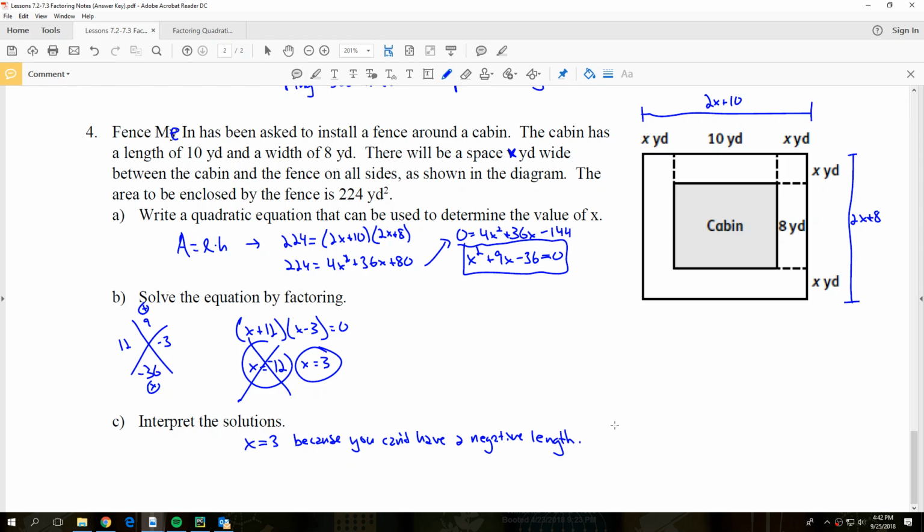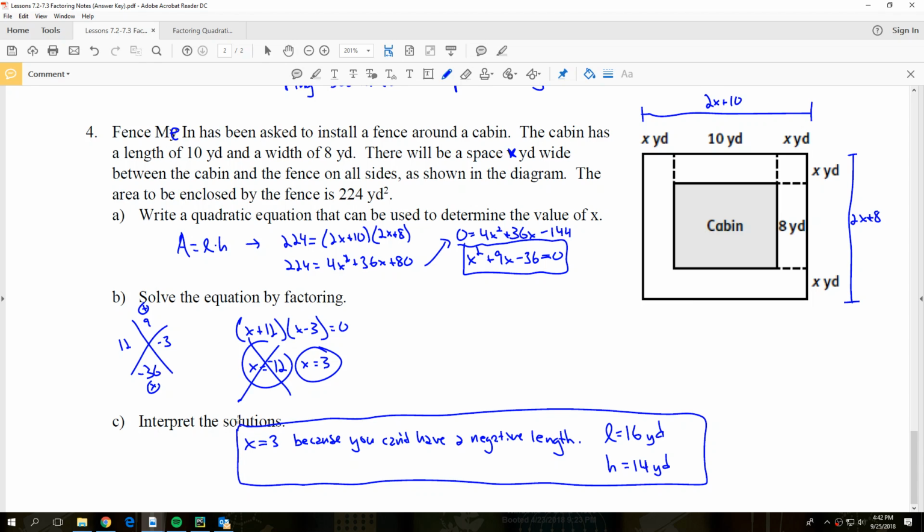And if we want to interpret, we'll say the length in this case is now going to be equal to 10 plus 3, which is 16 yards. And the height is going to be 8 plus 3, or 14 yards. Okay, and so let's go ahead and put a box around that for our final answer. Okay, that should take care of all of the practice questions for our off the script lesson for 7.2 and 7.3.